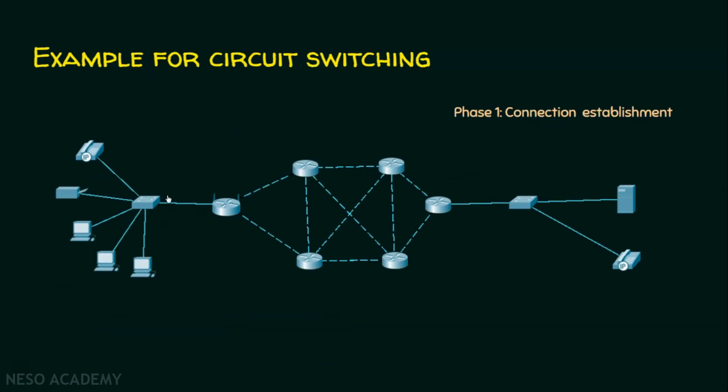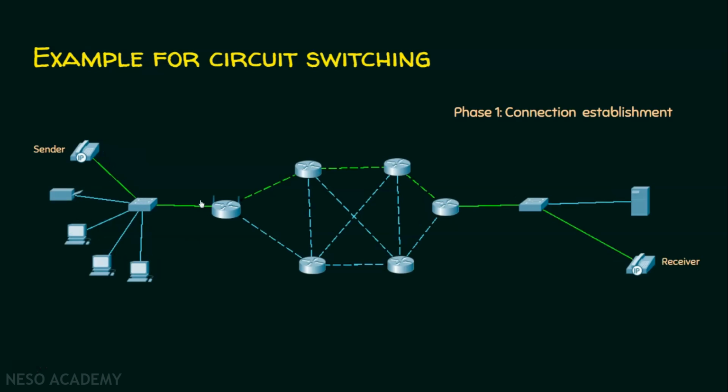In this example, let's say there is a big network. Phase number 1 deals with connection establishment. Suppose he is the sender and he is the receiver, so phase number 1 is establishing the connection. This green line represents the connection that is established between the sender and the receiver. Suppose the sender has a message to transmit. Before the message gets transferred, we see here that the connection is already established. And after the connection is established, the data transfer happens. So this is what circuit switching is.